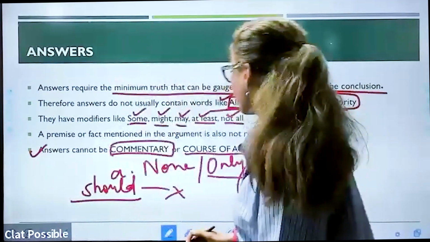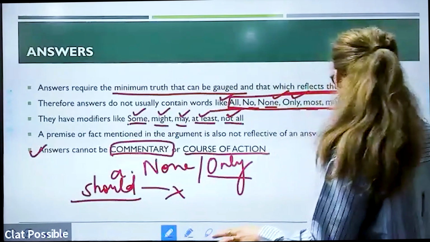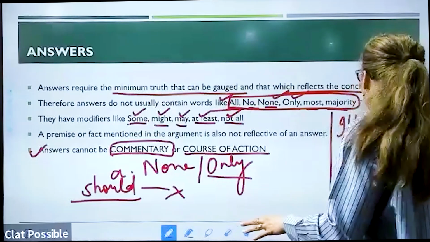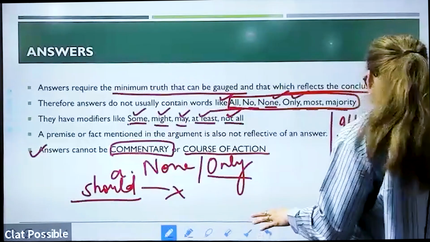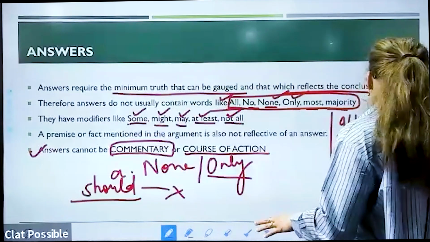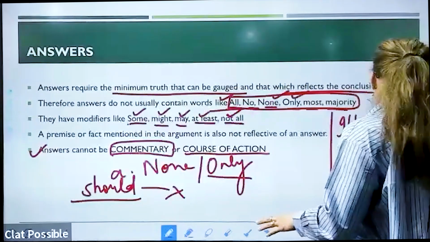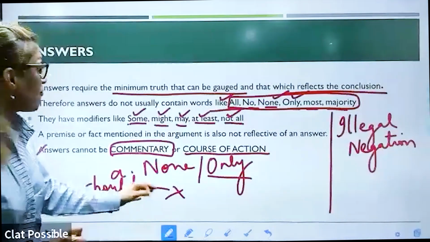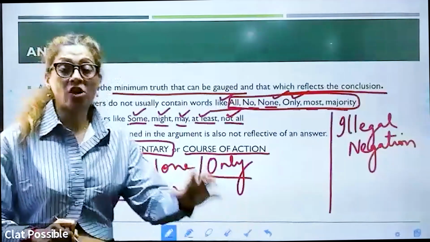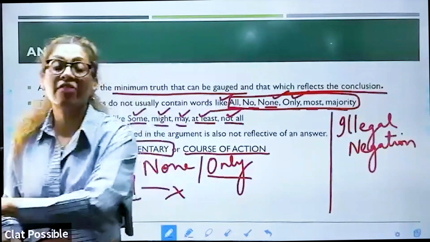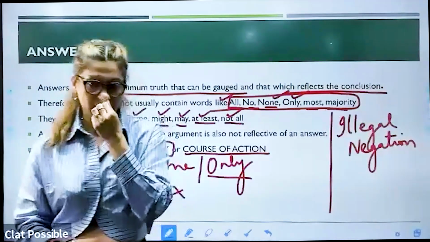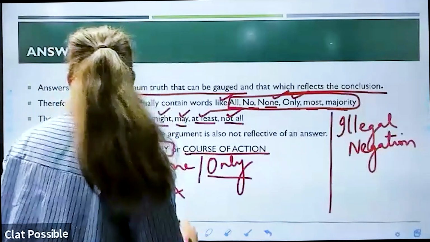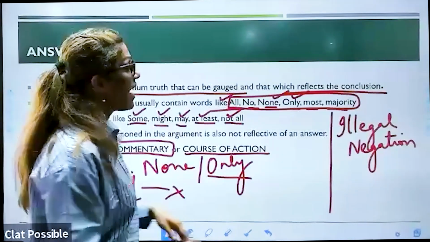And finally, illegal negation. This is the biggest of all traps. Illegal negation says that if the author says, I cannot attend the party because I have a headache, right? What have I said? I cannot attend the party because I have a headache.